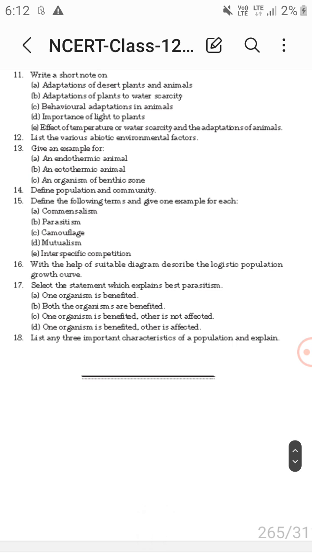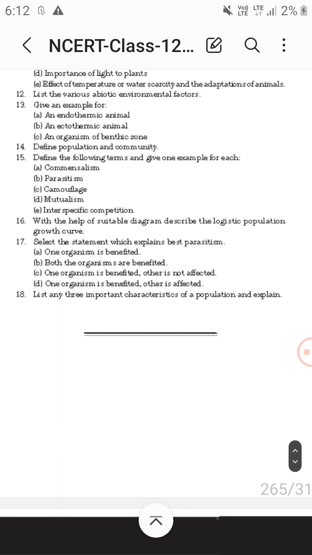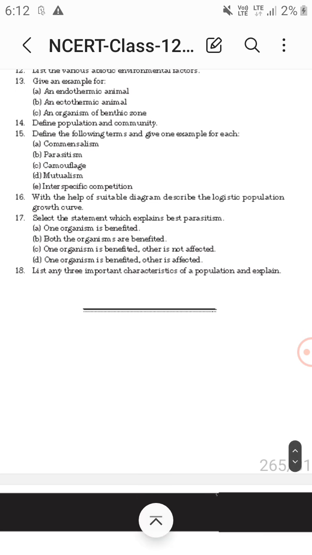Define population and community. So, a number of populations makes the community. A population is a group of individuals of a species which can interbreed and reproduce together. Define the following terms and give one example for each: commensalism, parasitism, camouflage, mutualism, interspecific competition. Between two species, if competition occurs, that's interspecific competition.